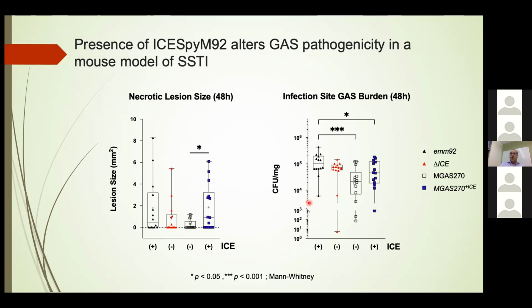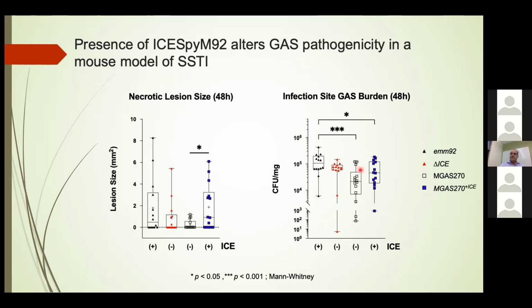When we looked at the colonization burden, these experiments were done with a lower infectious dose than the previous experiment, so that we could not only look at virulence, but also the ability to colonize, if there were any differences in the ability to colonize the skin tissue between these strains. We see, first of all, that the contemporary M92 strains colonize or infect the skin at a significantly higher infectious burden than do the historical MGAS270 background strains, with or without the ICE.